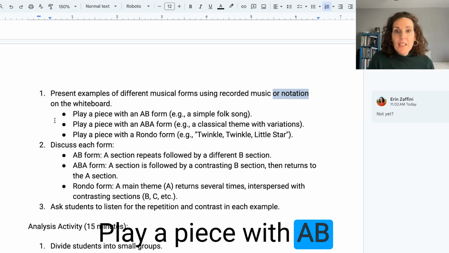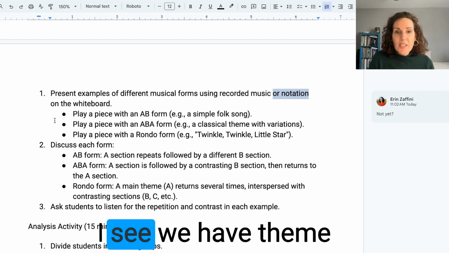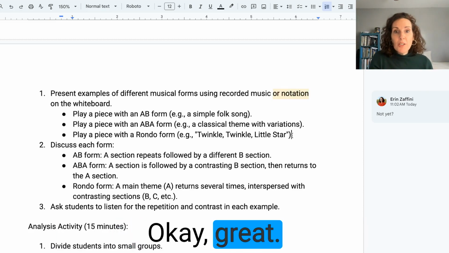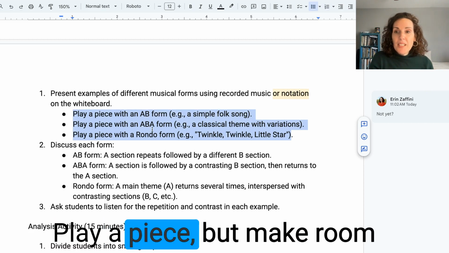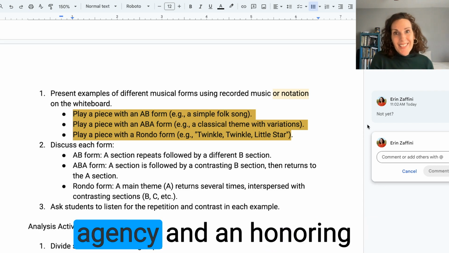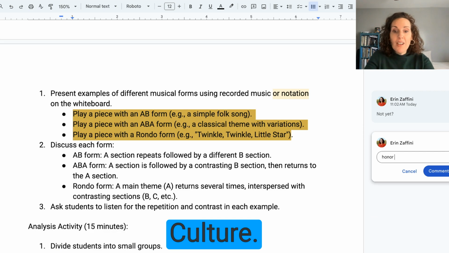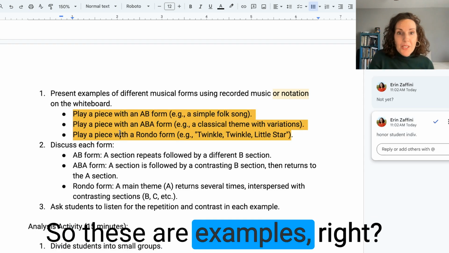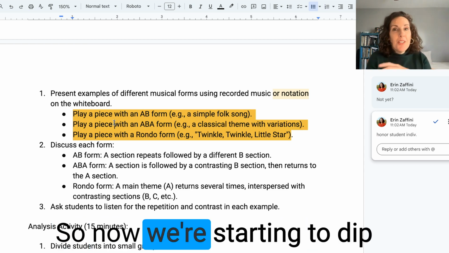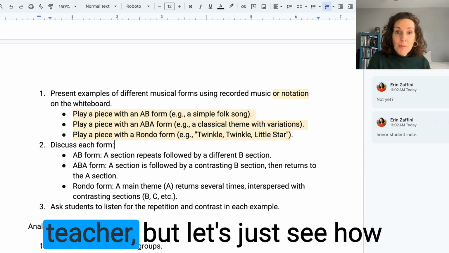Play a piece with AB, a simple folk song, play a piece with ABA. I see we have theme and variations, and I also see rondo form. Okay, great. Same idea here. Play a piece, but make room for student voice, student agency, and honoring student individuality, right? Culture. So these are examples, right? This part here is still also teacher-centered to me.